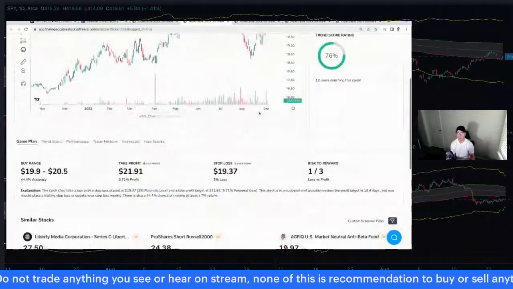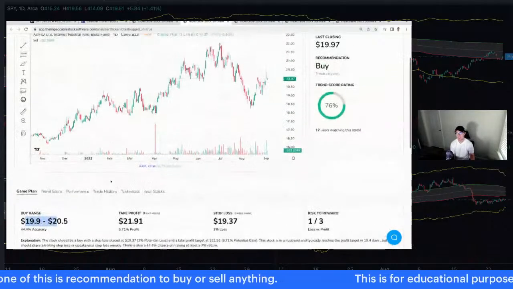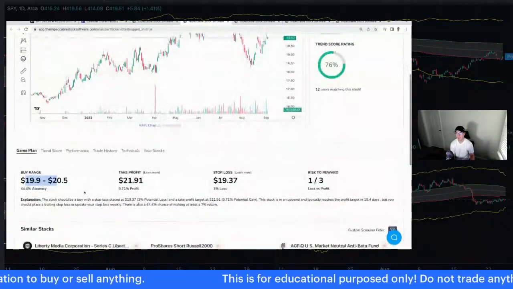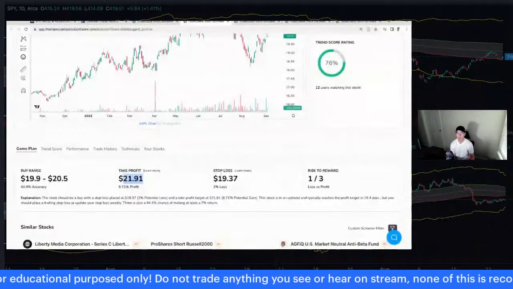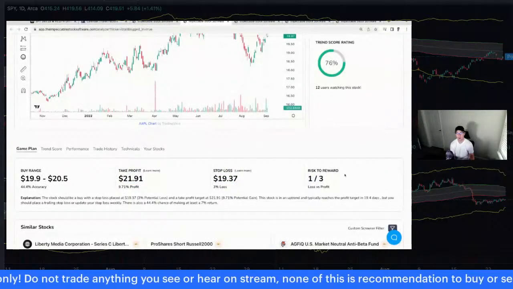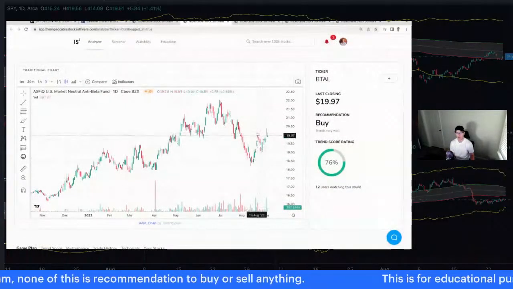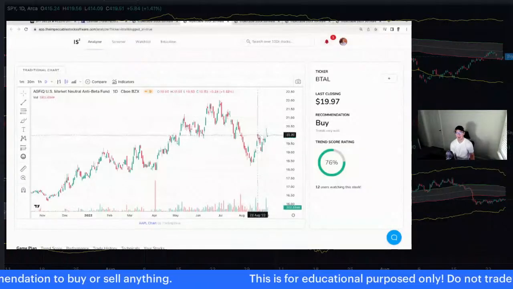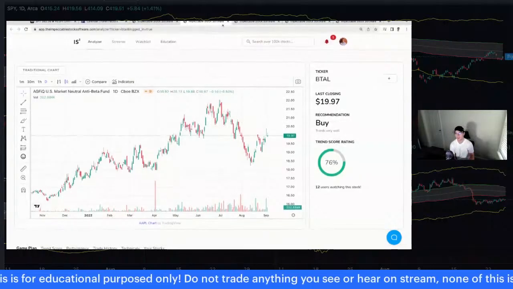Again, if we're following trend, because the stock is trending higher, you have a 19.90 to 20.5 around buy level. Take profit around 21.91 with a stop loss around 19.37, giving you a 1 to 3 risk to reward, which should be a good setup as well. Because again, we are long on the short term trending up. We had made our higher highs and higher lows. So again, the uptrend is confirmed. So that is an option as well.